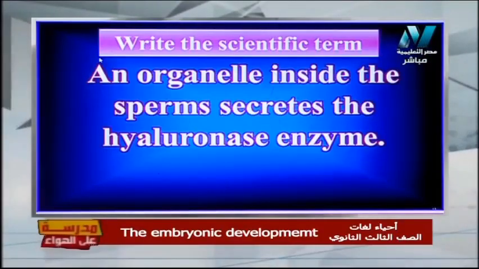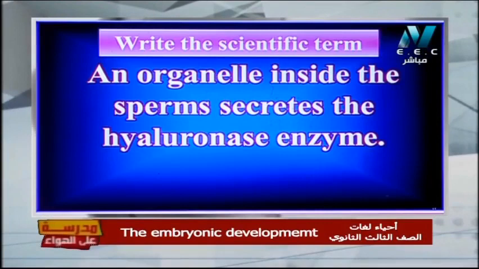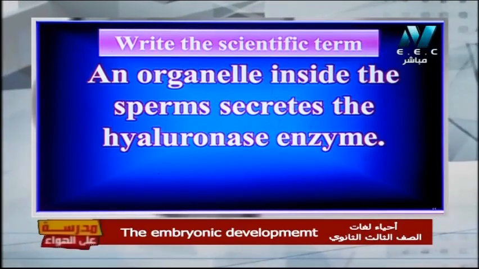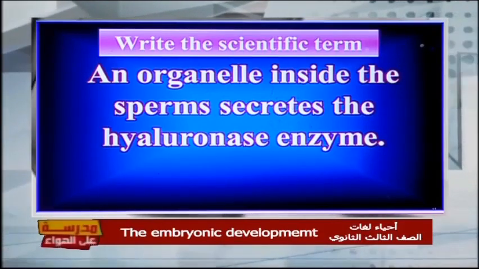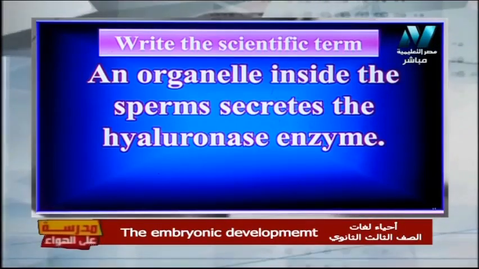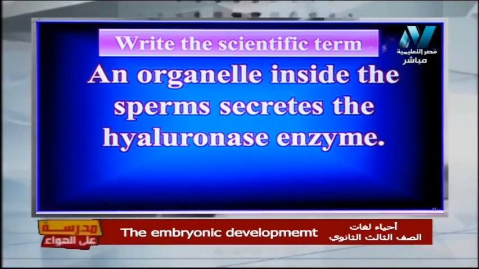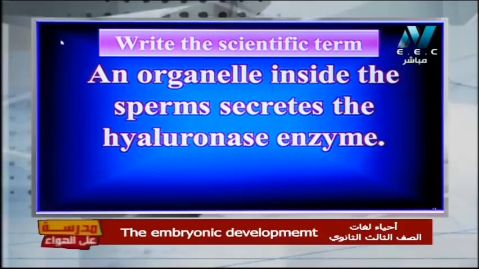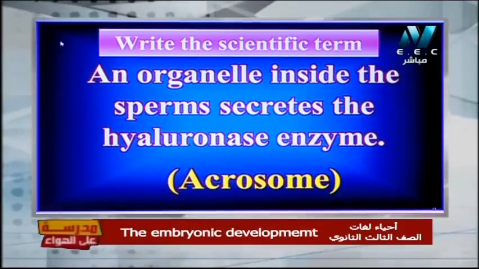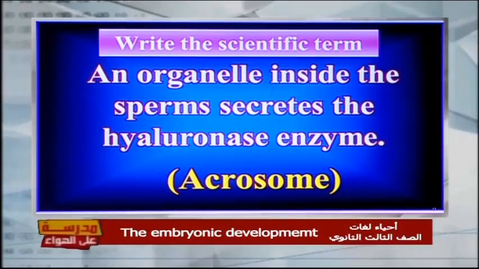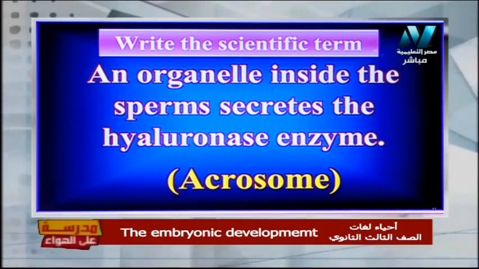An organelle inside the sperm secretes the hyaluronidase enzyme. Of course, this enzyme dissolves the hyaluronic acid during the penetration of the sperm to the ovum. It is called the acrosome, which is located in the head of the sperms. And the acrosome is of course important because of the hyaluronidase enzyme.